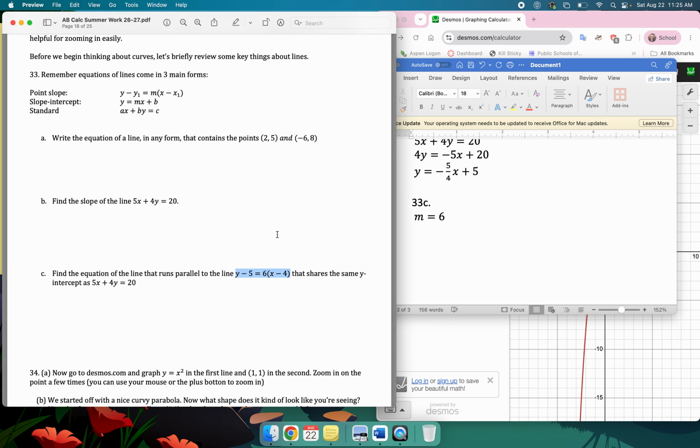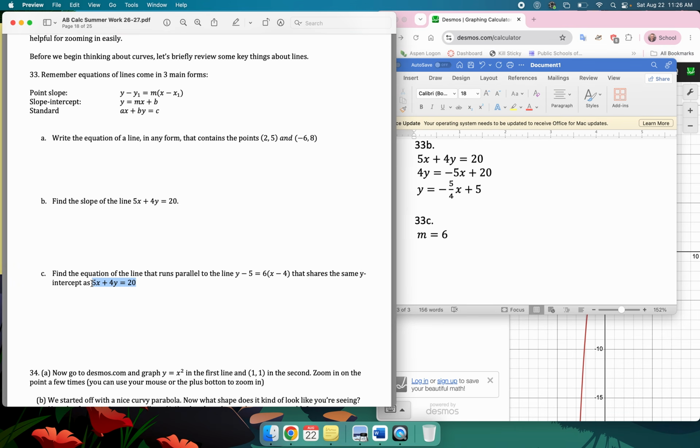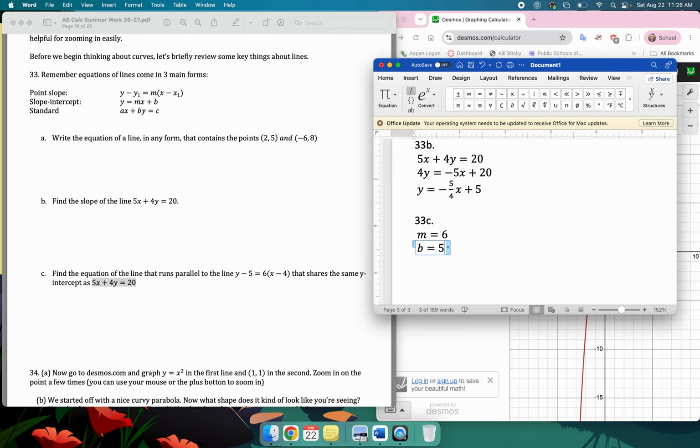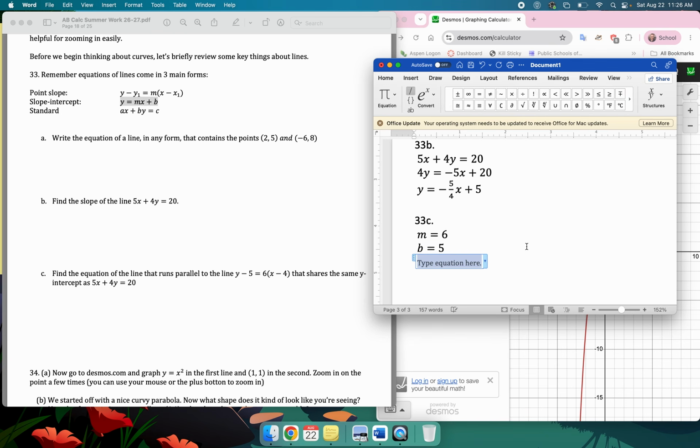Cool. What else do I know? I know that our mystery line has the same y-intercept as this guy. Well, what's the y-intercept of this guy? Well, if you put this equation into slope-intercept form, which actually I did earlier, it's right here. If you put that equation into slope-intercept form, this value right here, that's your b value, that's the y-intercept. So I know that my mystery line has a slope of 6, and it has the same y-intercept as this guy. In other words, it has a y-intercept of 5, so b, your y-intercept is 5. Well, okay, I know the slope of my line, I know the y-intercept of my line. With that information, I can write down the slope-intercept form of my line, which would be y equals 6x plus 5. So that's the equation.